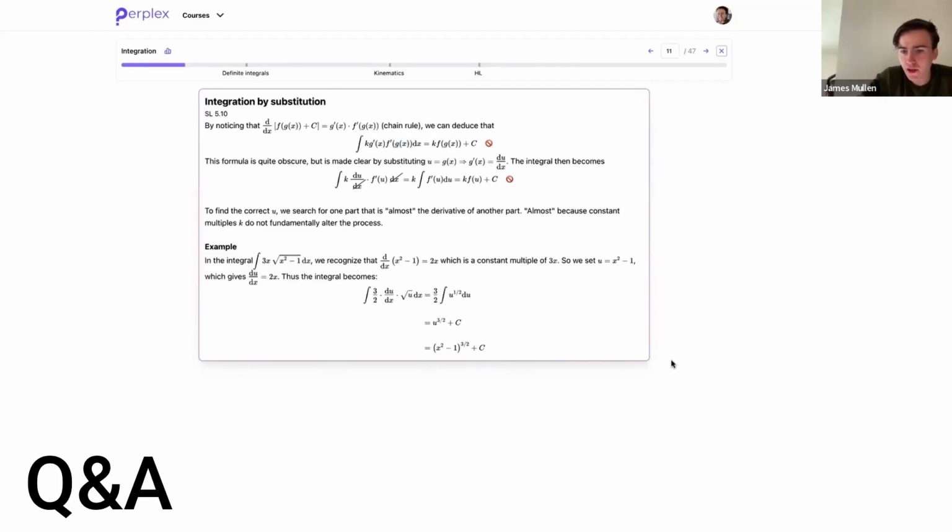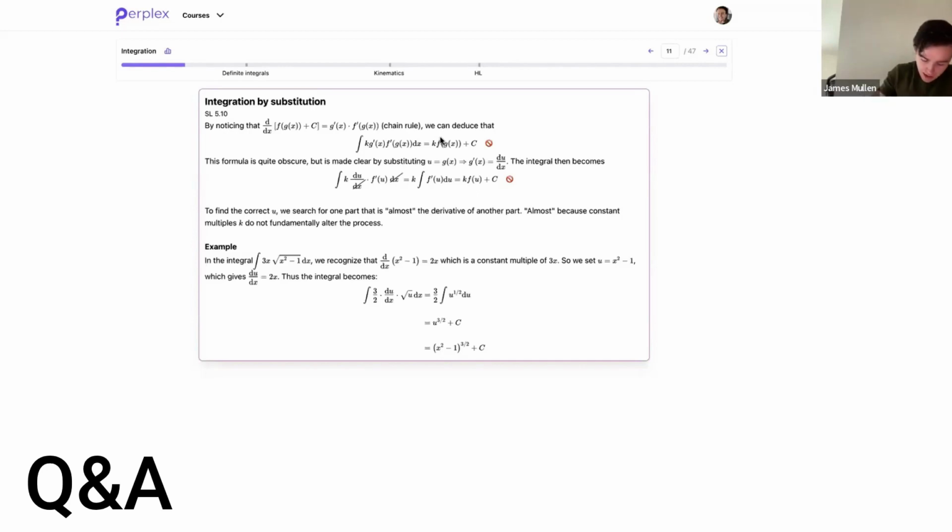Okay, and I have a question in the Q&A. What if it's sin of 3x squared plus 3x plus 2? Do you use the substitution method that you're showing? So that integral is a very, very difficult integral to solve. You would have to do some fancy thing. I'm not actually sure how you would solve that integral.